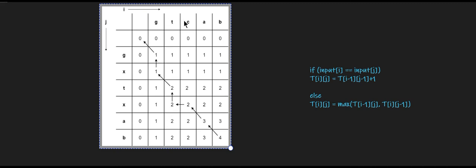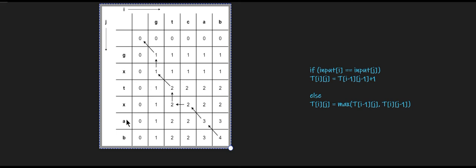When we compare GTC with GXTX, C and X don't match, hence maximum of 2 and 2, we get 2. Similarly for GTCA with GXTX, the maximum of 2 and 2, we get 2. For the next character also, that is GTCAB and GXTX, again we have to take the maximum of 2 and 2 as X and B don't match, so we get 2.